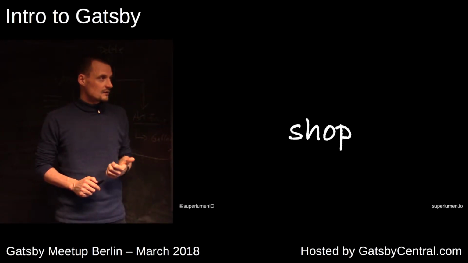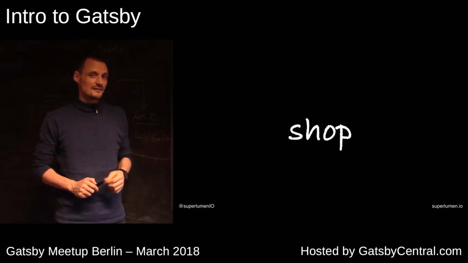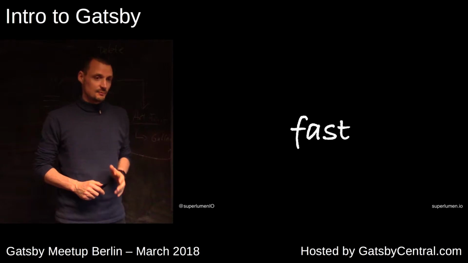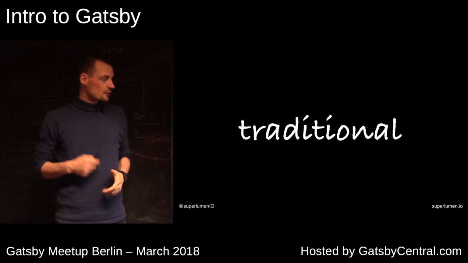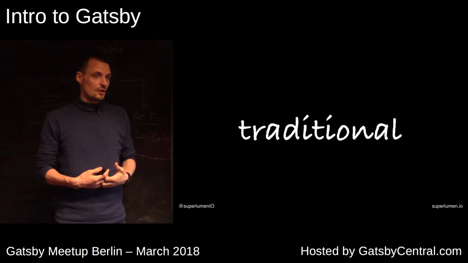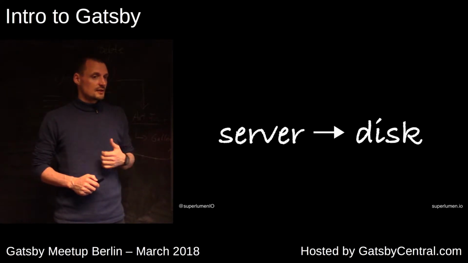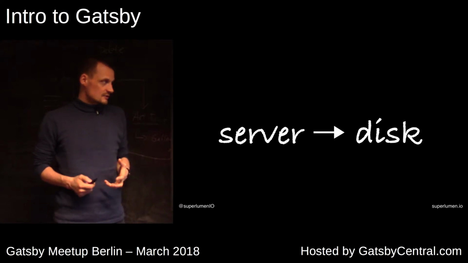And one thing that is one of Gatsby's defining characteristics is that it is insanely fast, right? Speed is at the heart of Gatsby. Gatsby is mind-bogglingly fast. So the traditional dynamic flow, if you have a PHP-based application or Ruby on Rails or whatever, the classic model is the first thing that happens is the client sends a request to the server, right? Server gets that request, then goes to disk, gets some kind of code, loads that code, and executes it.